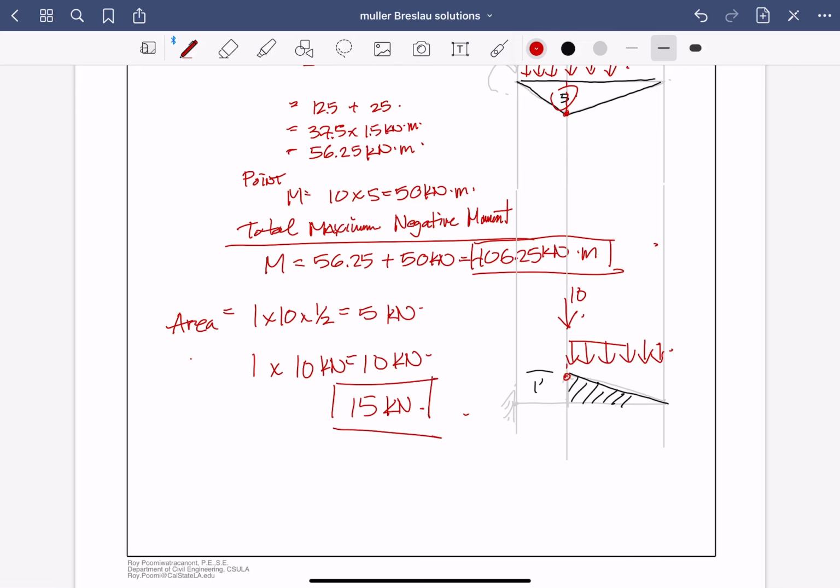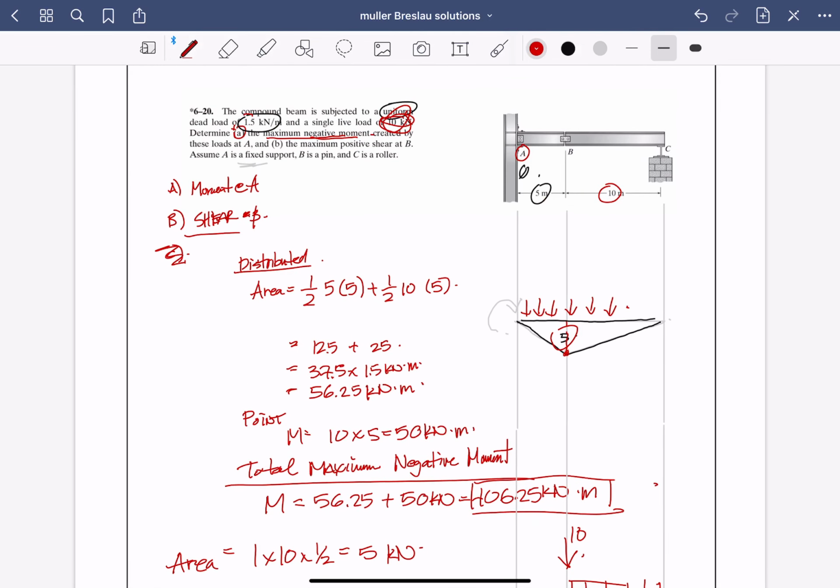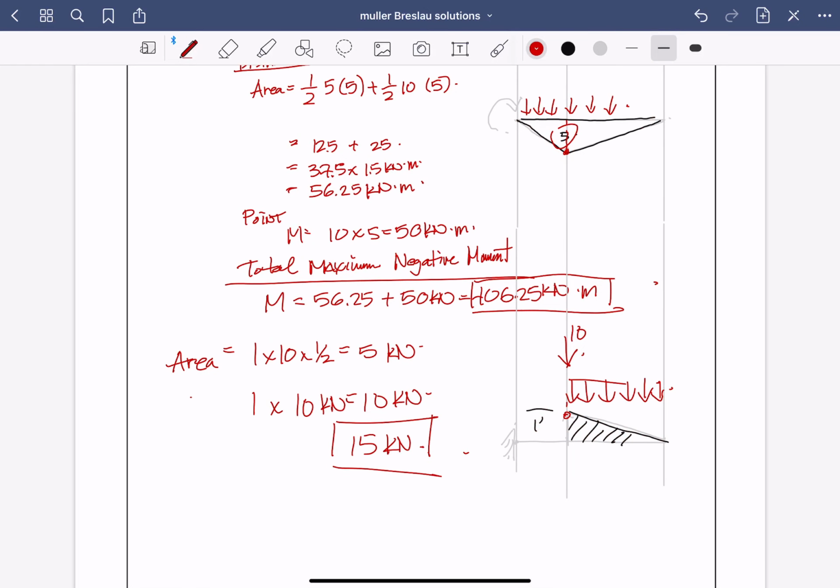Final answer. Is that right? 10 times half. Something is not right, let's see. Sorry, there's an error right here. That's 1.5. So 7.5, and the total is 17.5 kilonewtons. Okay.